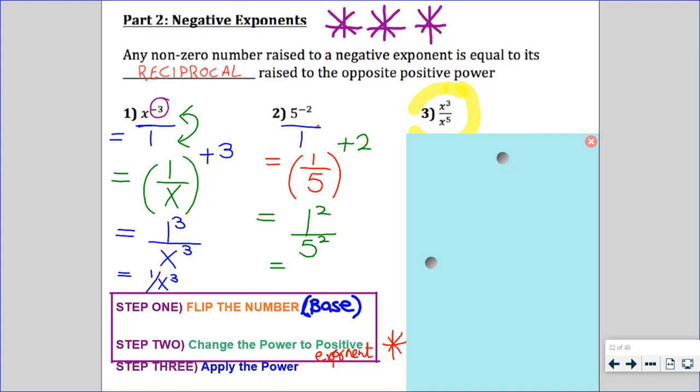Which gives me a final answer. Can someone calculate that for me? What is 1 to the power of 2 over 5 to the power of 2? Jennifer? Close, very close. It's 1/25. Remember, 1 to the power of anything is still 1. So that's a great try.